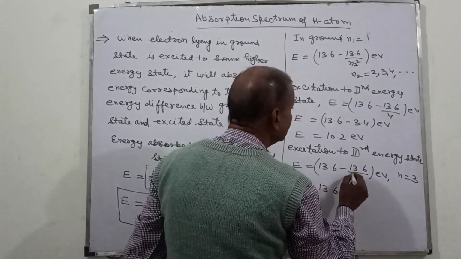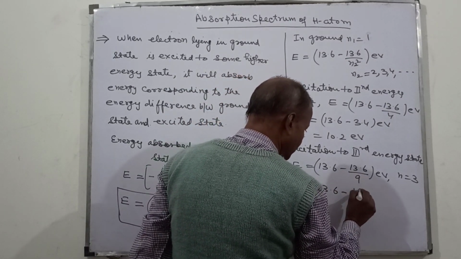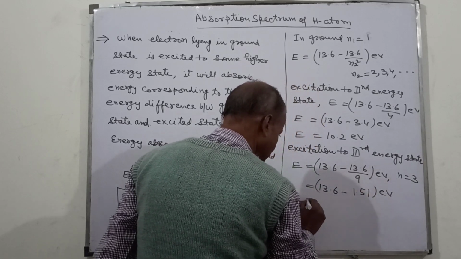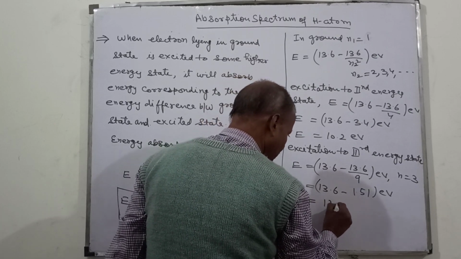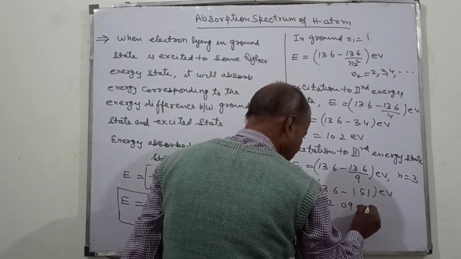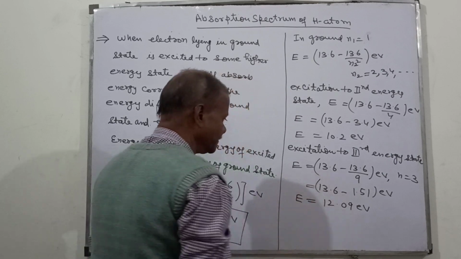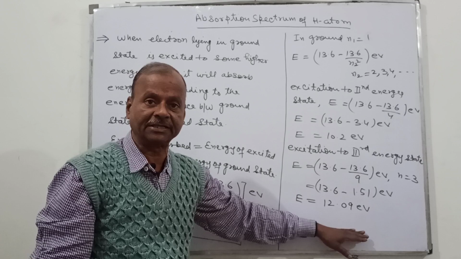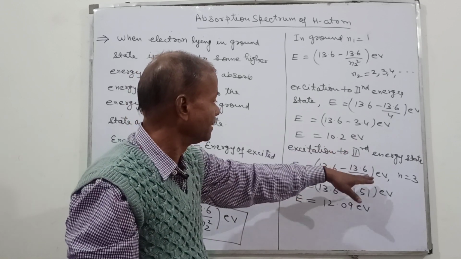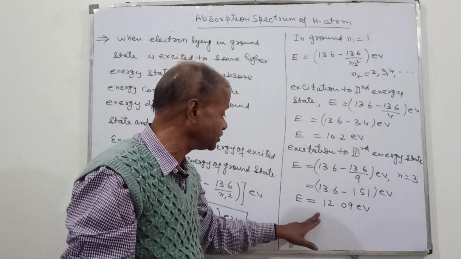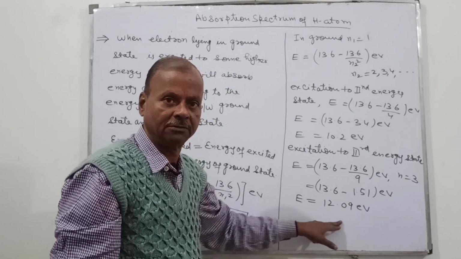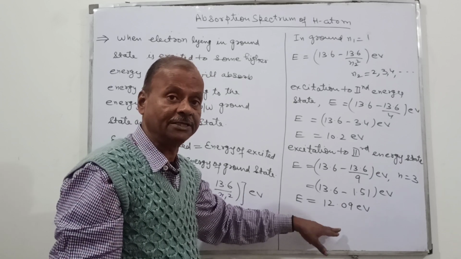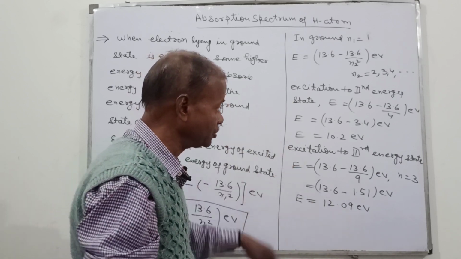13.6 minus 1.51 electron volt, and this is equal to 12.09 electron volt. It means that the electron lies in the ground state and has to be excited to the third energy state. So much energy is required. The electron will absorb so much energy, then it will reach the third energy state, and so on.